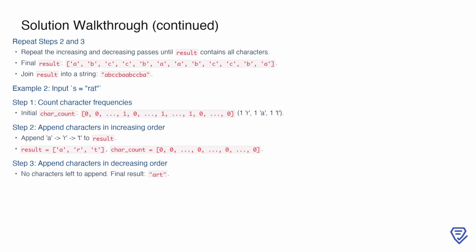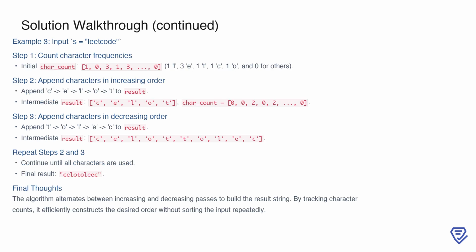Now, let's look at a second example where the input is s equals rat. Here, we first compute the char_count, which results in 1, 0, 0, ..., indicating that R, A, and T each appear once. During the increasing order pass, we append A, then R, and finally T to the result, leaving us with A, R, T, and an updated char_count with all zeros since all characters are used. In the decreasing pass, no characters remain to append, so the result remains unchanged. The final string for this example is simply art.